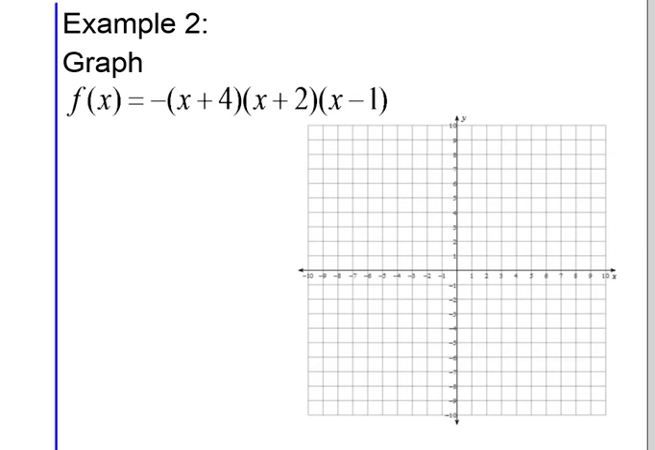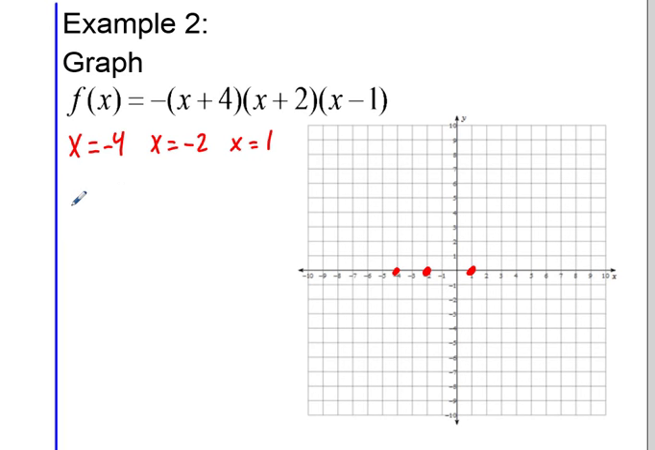Again, let's try defining the same pieces, the roots, the y-intercept, and understanding the end behaviors of the second example. So first, let's find our roots. Our roots in this problem are going to be at -4, at -2, and at +1. So I'm going to go ahead and plot each of those. -4, -2, +1.